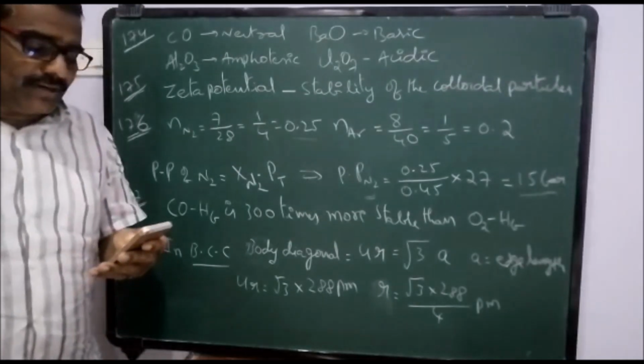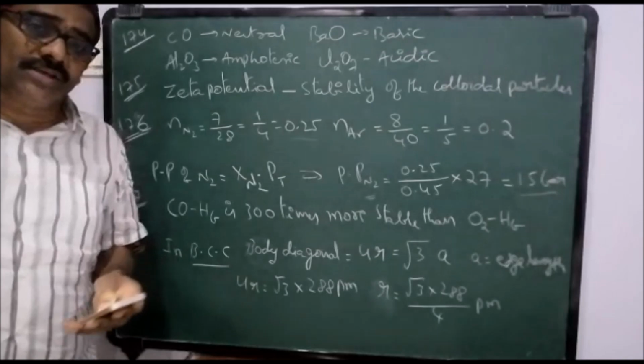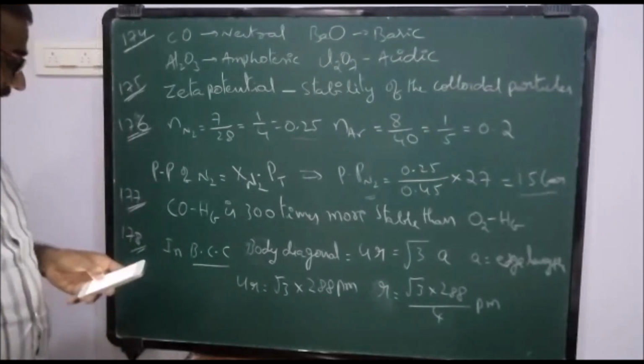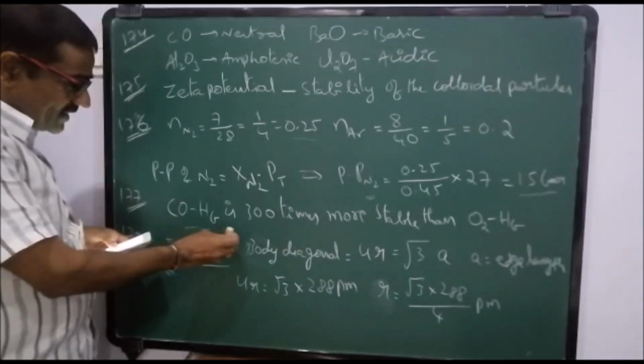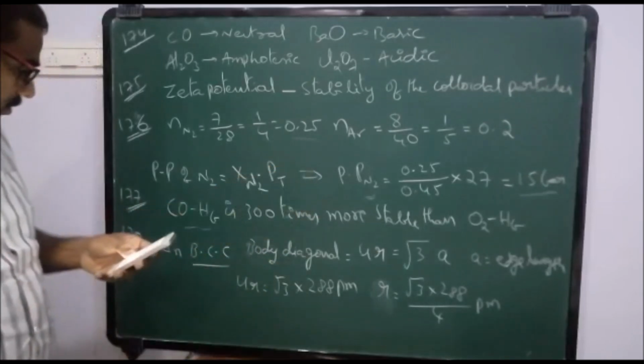The fourth one is that carboxyhemoglobin is less stable than oxyhemoglobin. It is the wrong statement because carboxyhemoglobin is 300 times more stable than oxyhemoglobin.